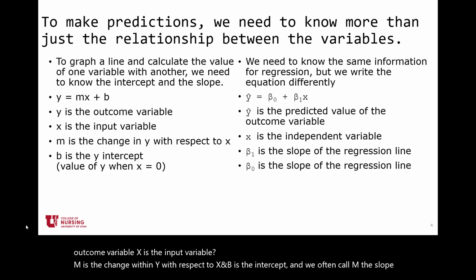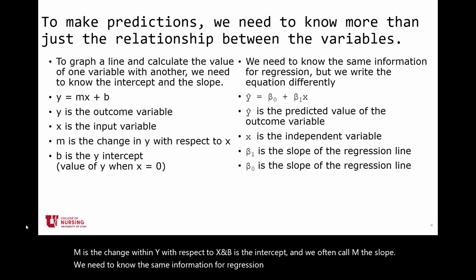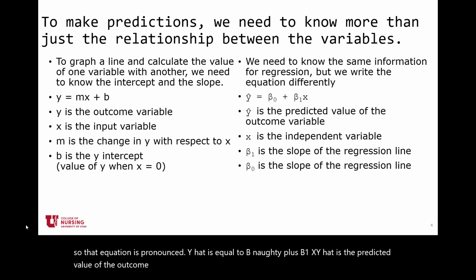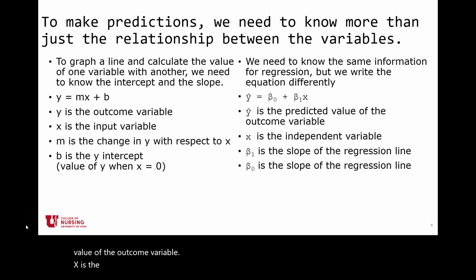We need to know the same information for regression, but we write the equation differently. So that equation is pronounced y hat is equal to b naught plus b1x. Y hat is the predicted value of the outcome variable. X is the independent variable. B1 is the slope of the regression line for the independent variable. And B0 or B naught is the slope.